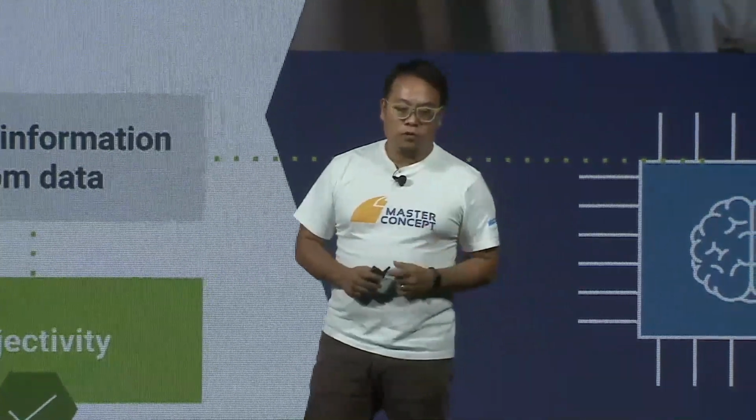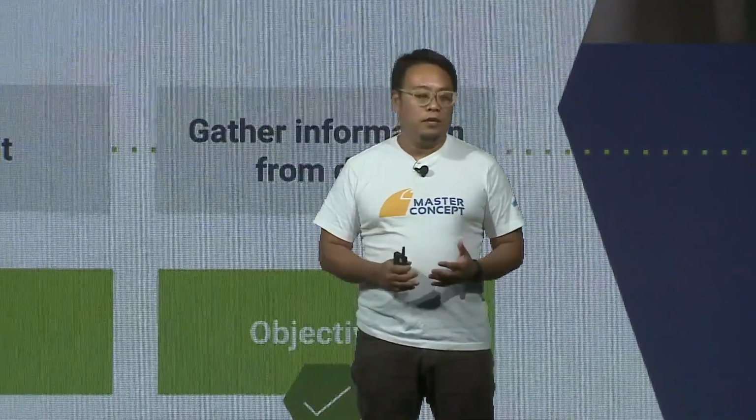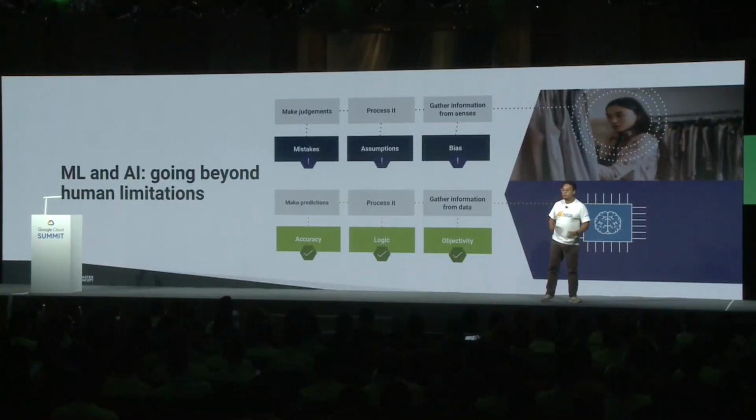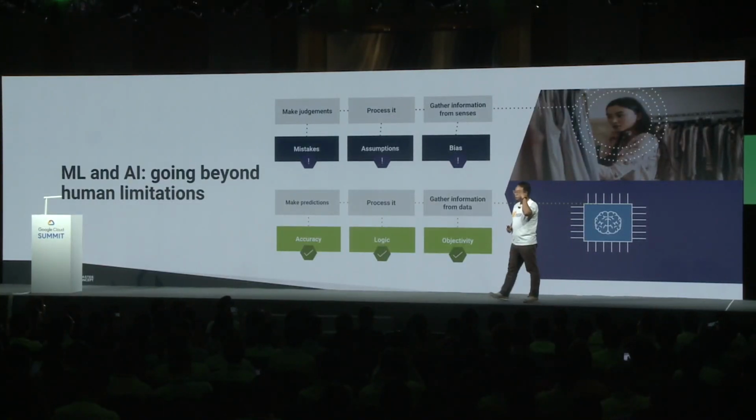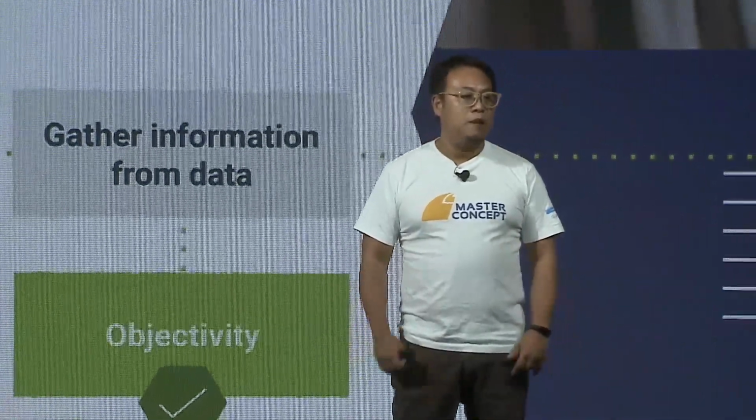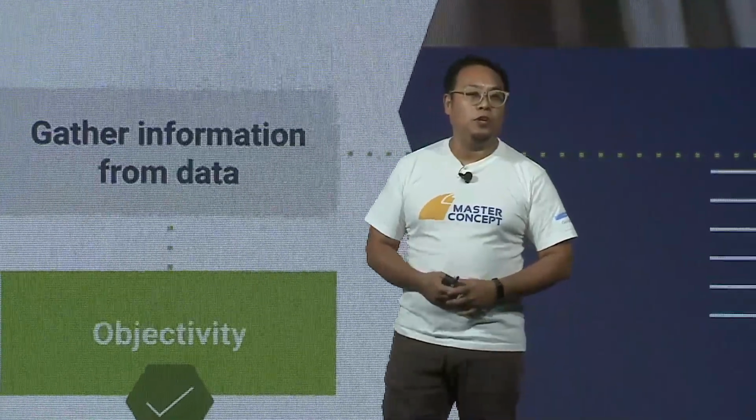So the starting point is thinking about what ML and AI are. AI is understanding how humans make decisions. For example, gathering information from senses, here, eyes, processing it, and making judgment based on what you see and what you hear.